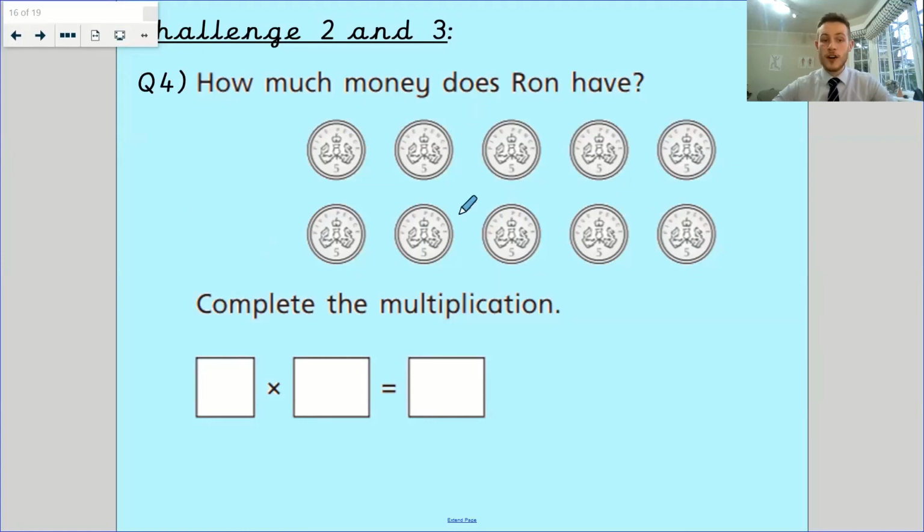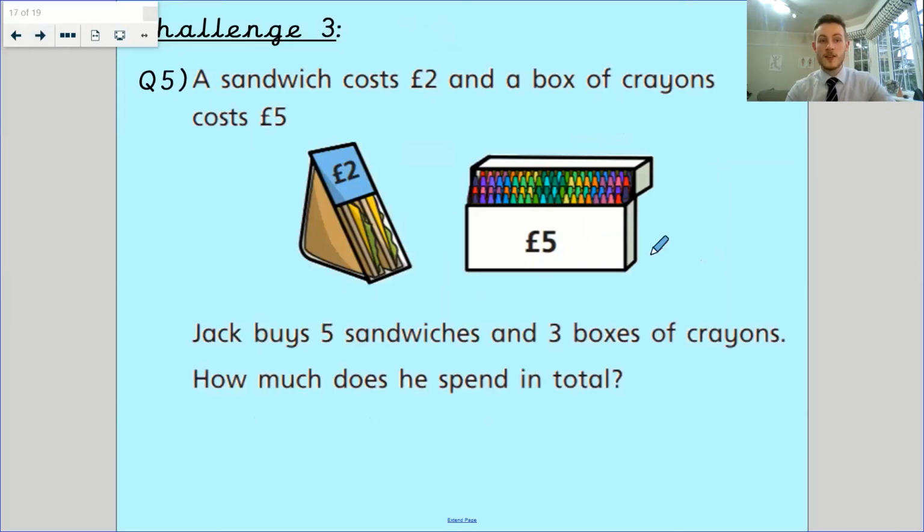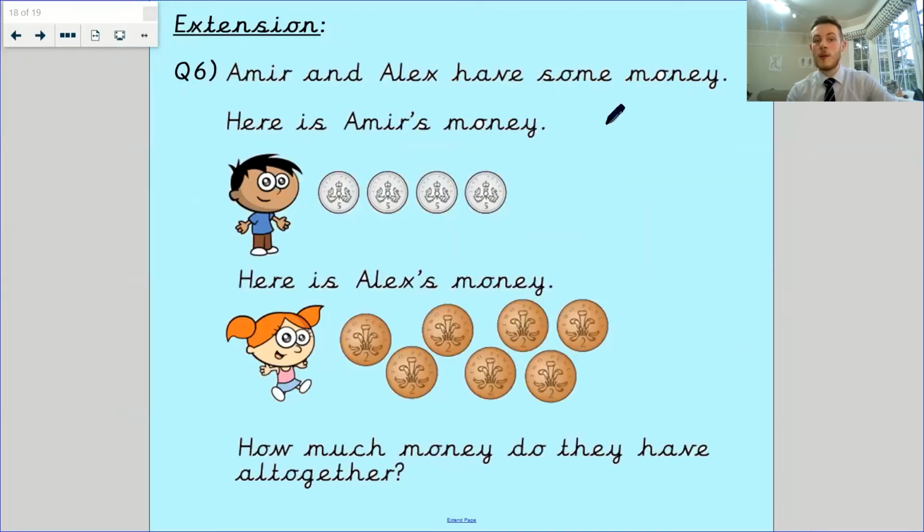You've also got challenge 2 and 3. How much money does Ron have here? Complete the multiplication sentence. You've got another challenge here, challenge 3. The sandwich costs £2, a box of crayons costs 5. Jack buys 5 sandwiches and 3 boxes of crayons. How much does he spend in total? That's a tough one. And then you've got an extension here of Amir and Alex, who have some money. Here's Amir's money and here's Alex's money. How much money do they have all together?